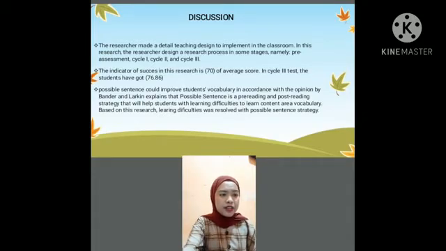70 average score in cycle 3 test. The students have good 78.